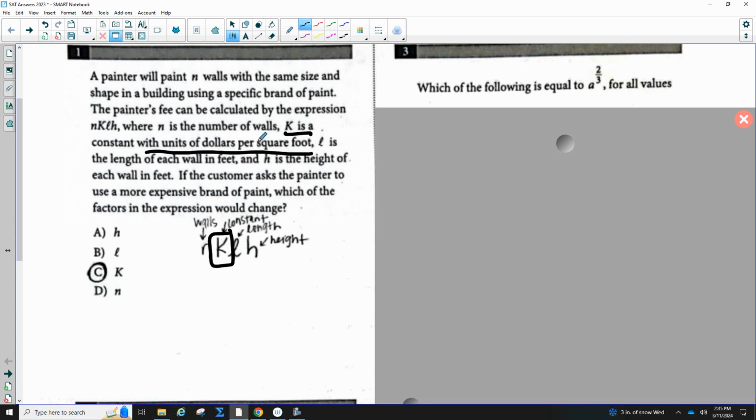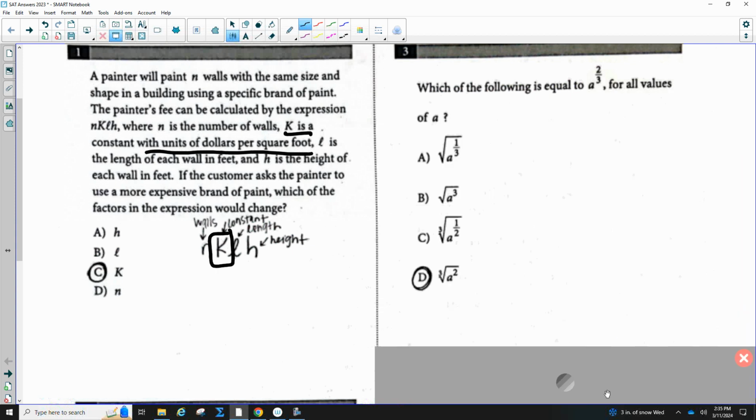Number 2, what did you guys get? Okay, you guys, anytime you're doing this, the bottom number is the root. It goes on the outside. The top number is the power. So it's a squared, and then you're taking the cube root of that. All right, I guess I just didn't go in order.